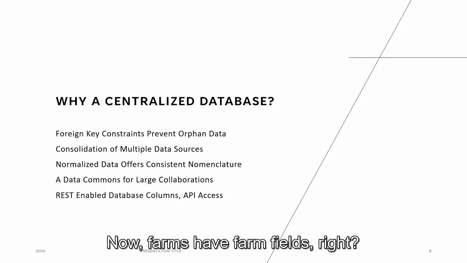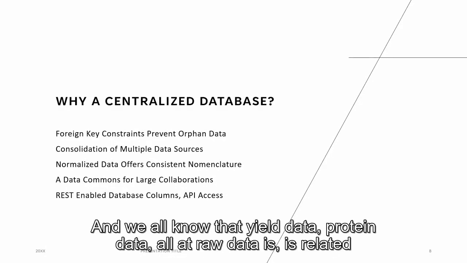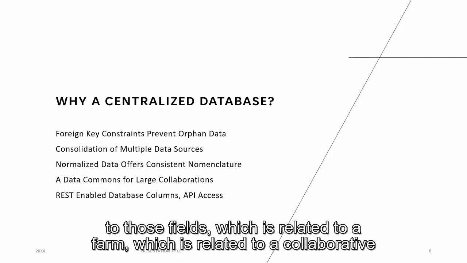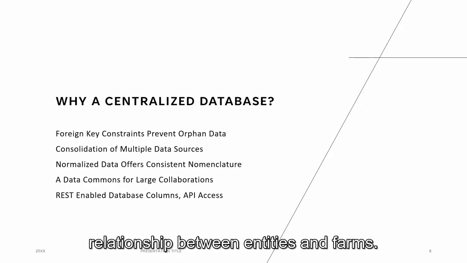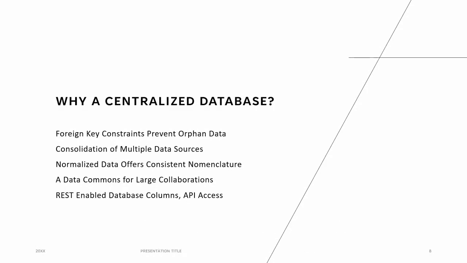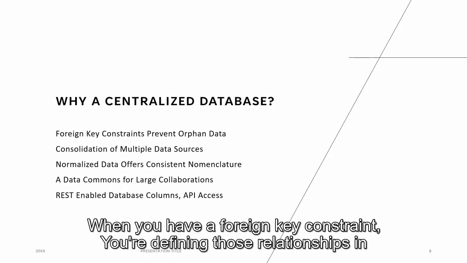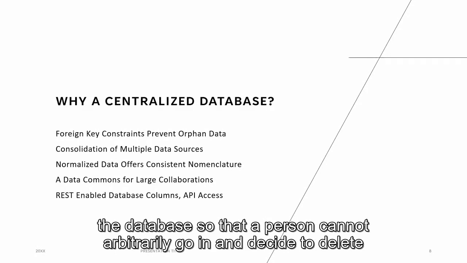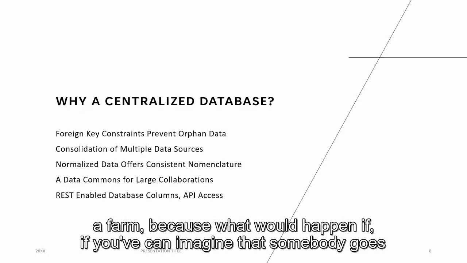Now, farms have farm fields, right? And we all know that yield data, protein data, all that raw data is related to those fields, which is related to a farm, which is related to a collaborative relationship between entities and farms. When you have a foreign key constraint, you're defining those relationships in the database so that a person cannot arbitrarily go in and decide to delete a farm.